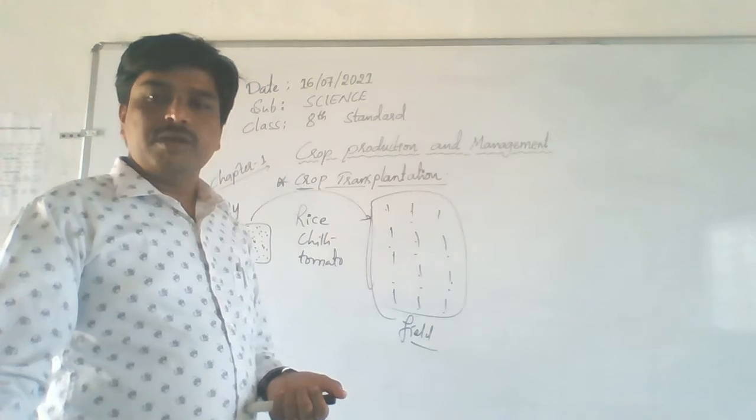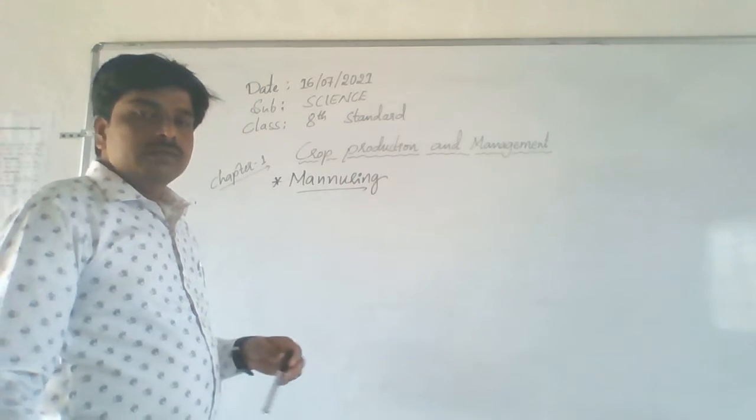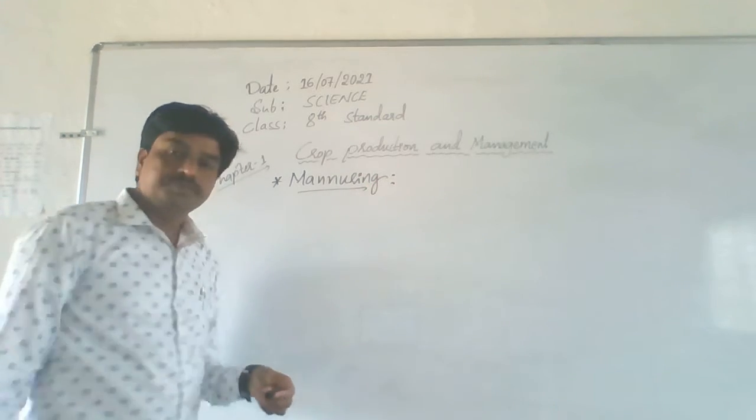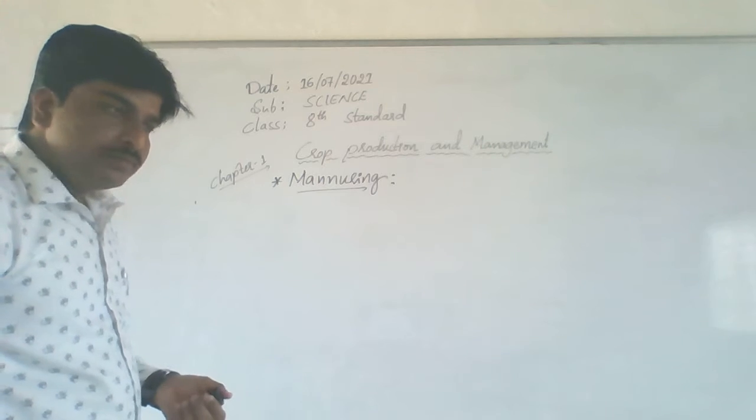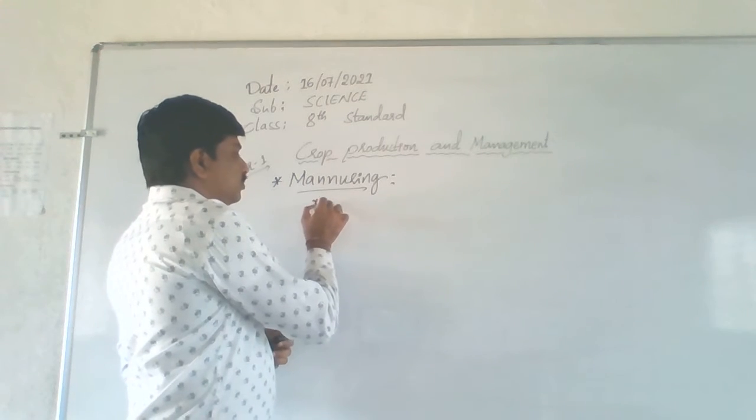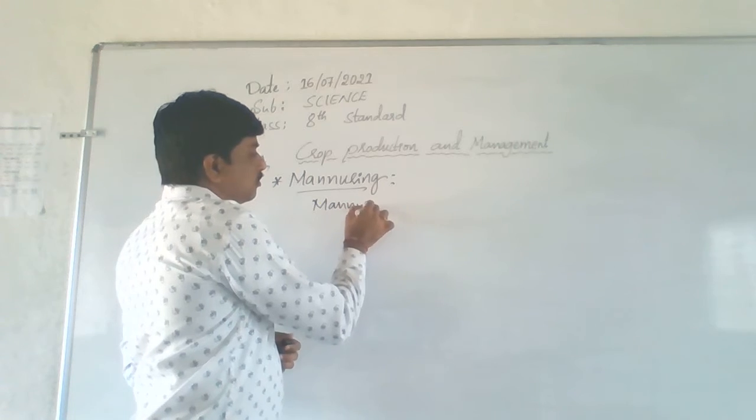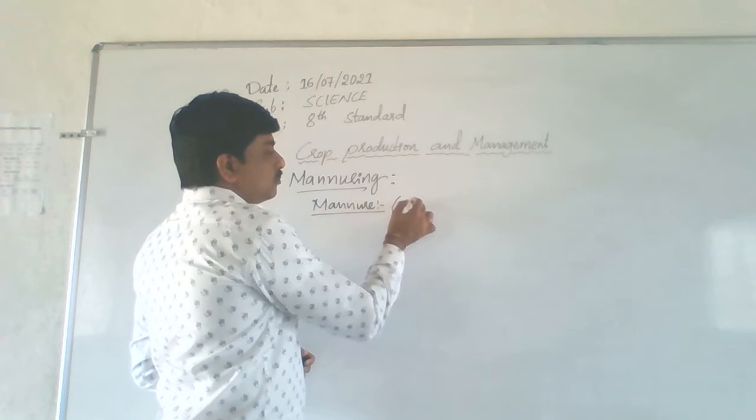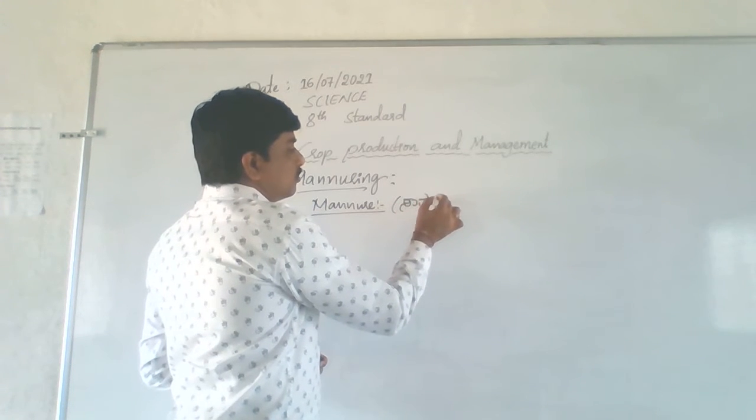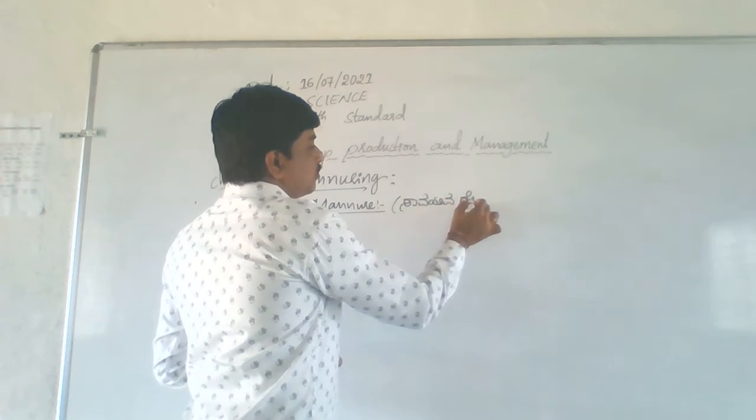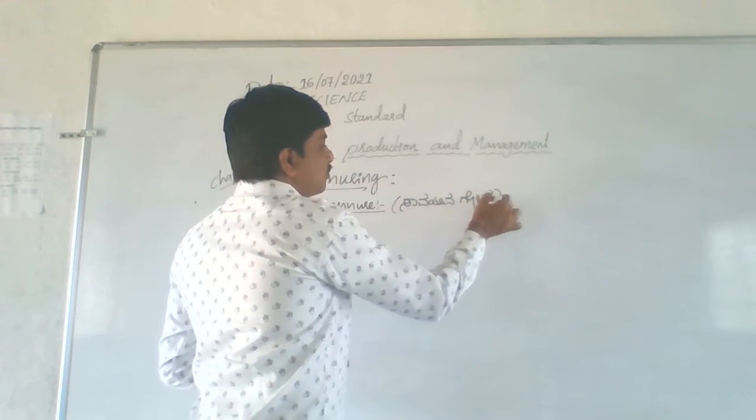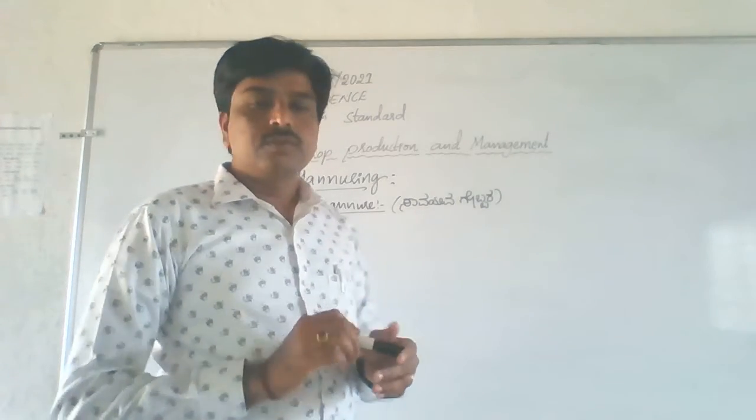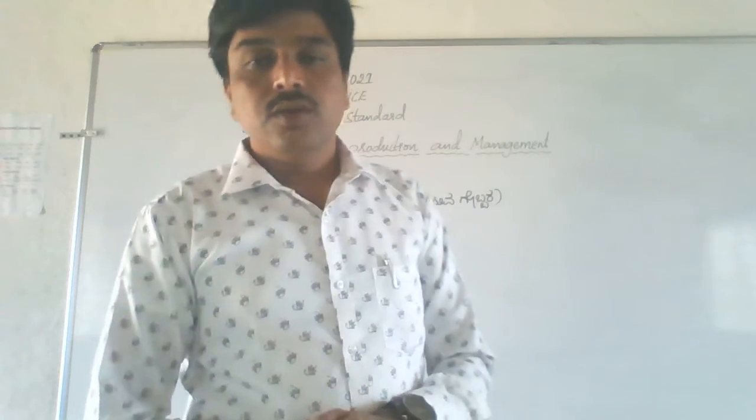Okay, so the next concept is manuring. What is this manuring? Manure. See this word manure. You know manure means what? It means organic fertilizer (ಸಾವಯವ ಗೊಬ್ಬರ). Let's see, what is this manuring? Understand?